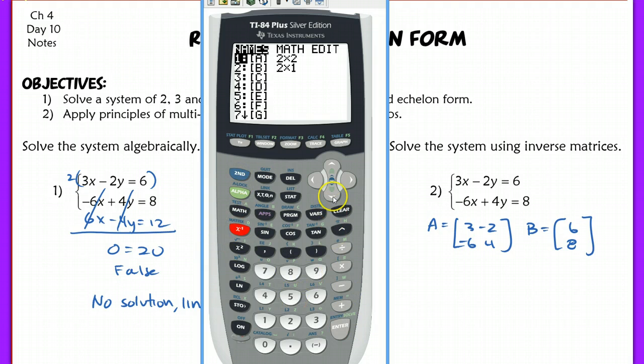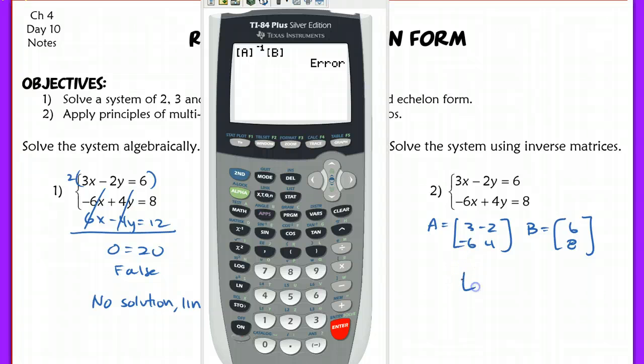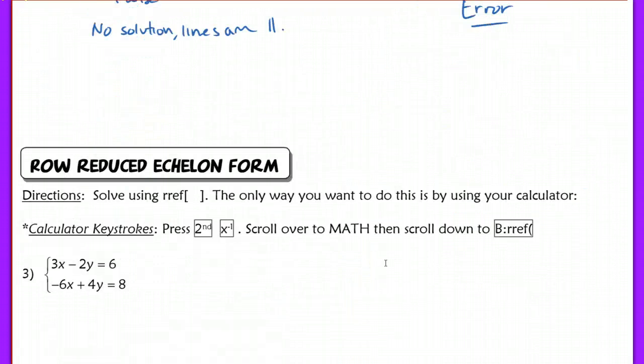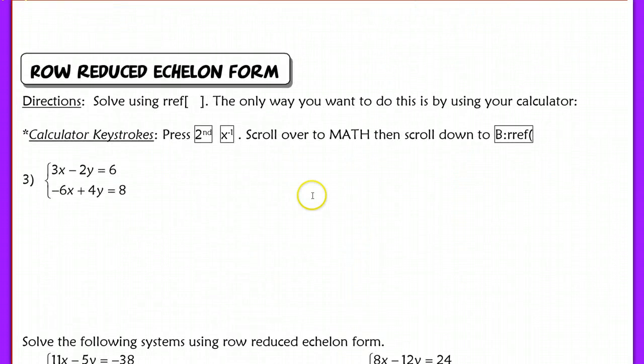I'm going to get this weird error message. It says error singular matrix. So I have no idea what the answer to this is because I get this strange error. So we get an error message when we use inverse matrices. That's why today we're going to use something different using our calculator. We're going to use row-reduced echelon form.